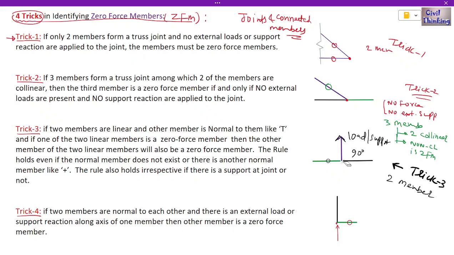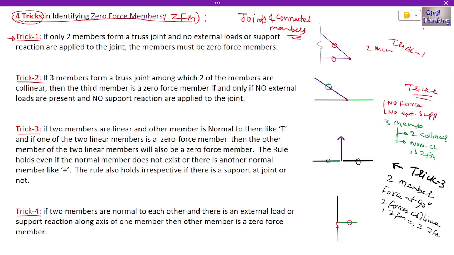Let me show it here again. We have two members and the force or support is shown with this arrow. This arrow can be a support or an external force. Now we already know this is a zero force member. Since this is a zero force member and they are collinear, this is also a zero force member. Here we have force at 90 degrees. We have two forces collinear. One is a zero force member, it means the second member is also a zero force member.